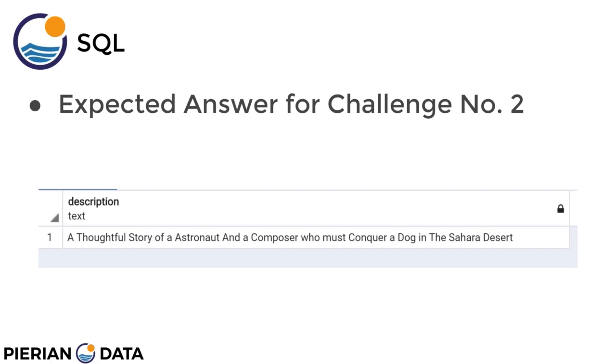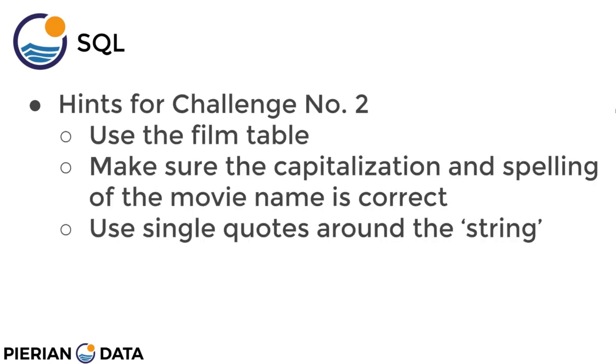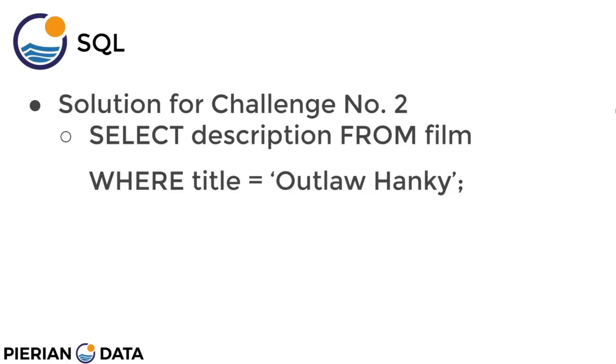All right, so here come some hints in case you need them. Hints for challenge number 2 is to use the film table. Make sure the capitalization and spelling and spacing of the movie name is correct in case you're getting an error on that, and make sure to use single quotes around the string. Here comes our example solution. So here we'll just select the description column from film table where title is equal to Outlaw Hanky. And you have to make sure that capitalization is correct, since it will actually check for capitalization matching up. Okay, here comes your next and last challenge for this little lecture.